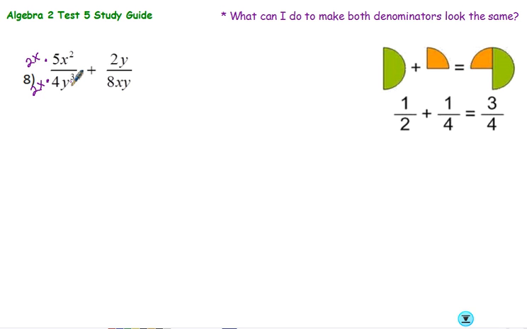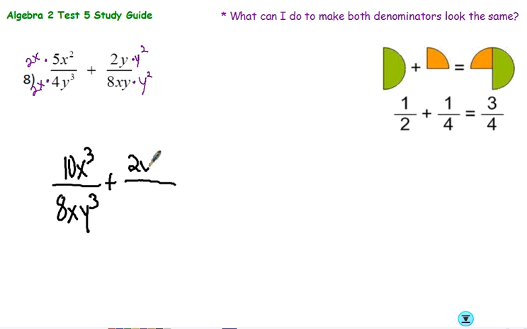Well, if you look at the y's, the right side only has one y, and the left side has 3 of them. So if we wanted them to match, the one on the right needs 2 more of them, so we'd have to multiply by y squared. Then when you did that, 2x times 5x squared would give you 10x cubed. 2x times 4y cubed, well, 2 times 4 would be 8. 8xy cubed plus 2y cubed, and then 8xy cubed.